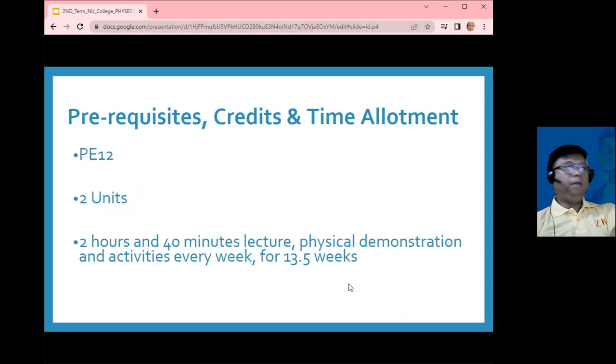Please be guided that the prerequisite for this class is that you should have passed Physical Education 12. This class is a two-unit class, wherein you have to attend 2 hours and 40 minutes of a little bit of lecture, a little bit of physical demonstration, yet a lot of activities or performance tasks assigned to you on a weekly basis. You are going to be attending 13 and a half weeks, which includes your midterms and your finals.